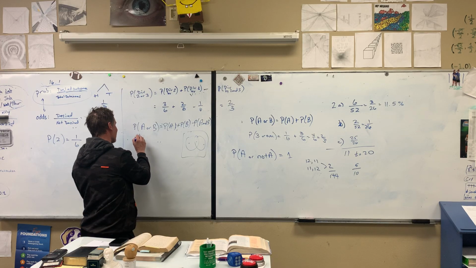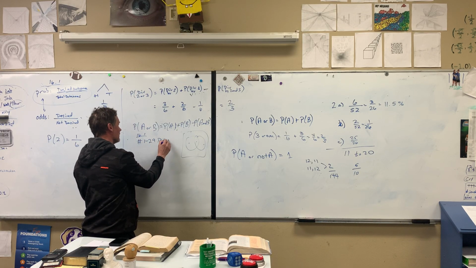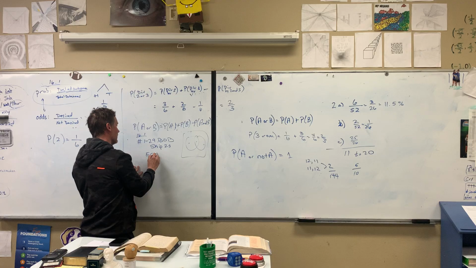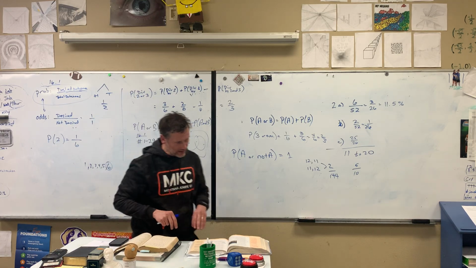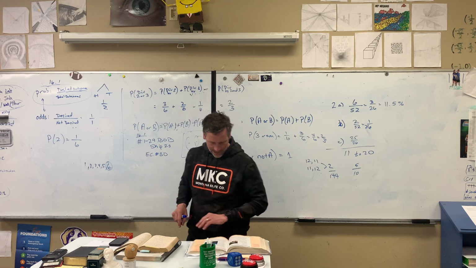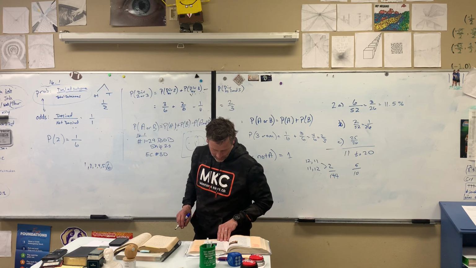Numbers, this is on 16.1, 1 to 29, odd. Skip 21. Ooh, spicy. Extra credit number 30. And then in addition to that, let's just tack on a couple evens on here.